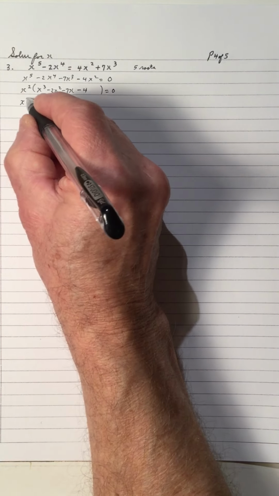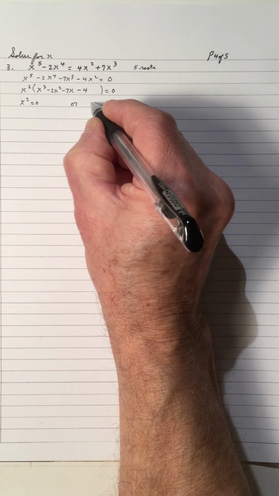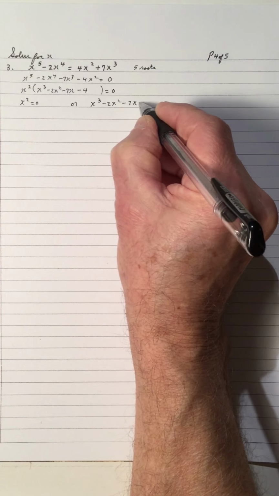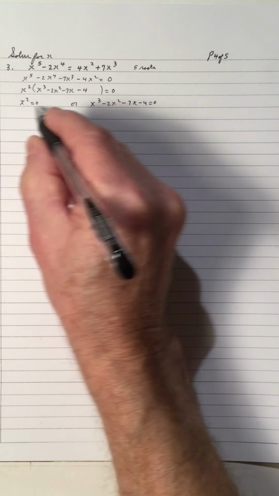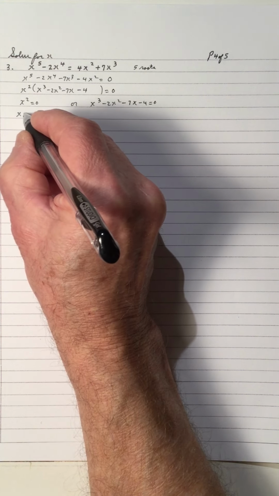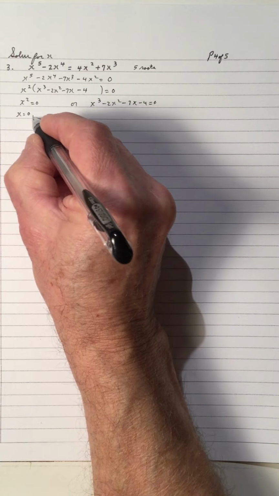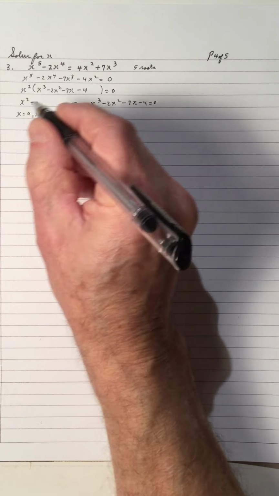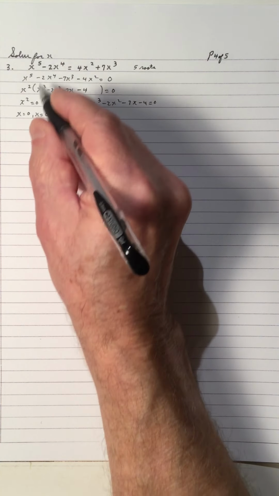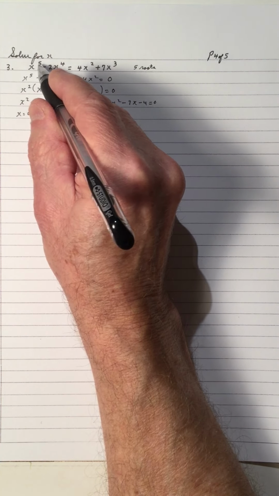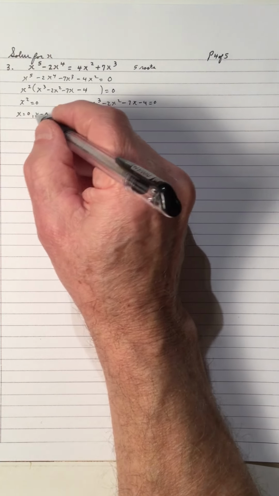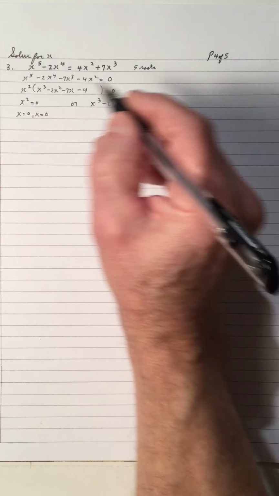So that means we have x squared equal to 0, or we have x cubed minus 2x squared minus 7x minus 4 equals 0. If x squared is equal to 0, that means x is equal to 0. So notice even though x is 0 is a root, I want to emphasize there's 2 zeros here. That makes it a quintic. If I say just x was 0, yes, 0 is a root, but I want to emphasize that there's 2 of them because of x squared.